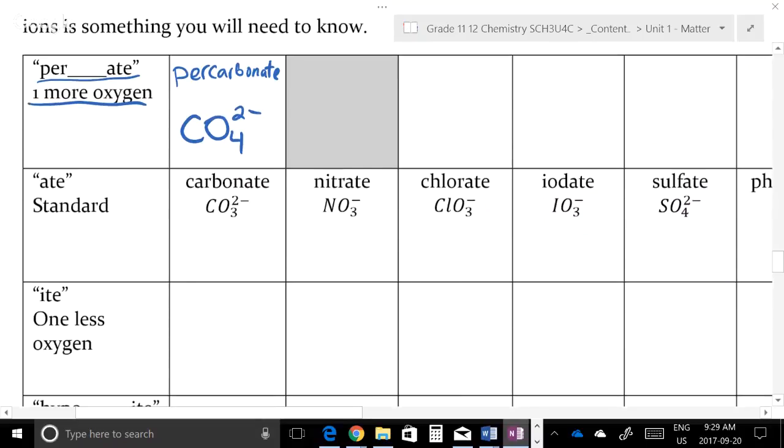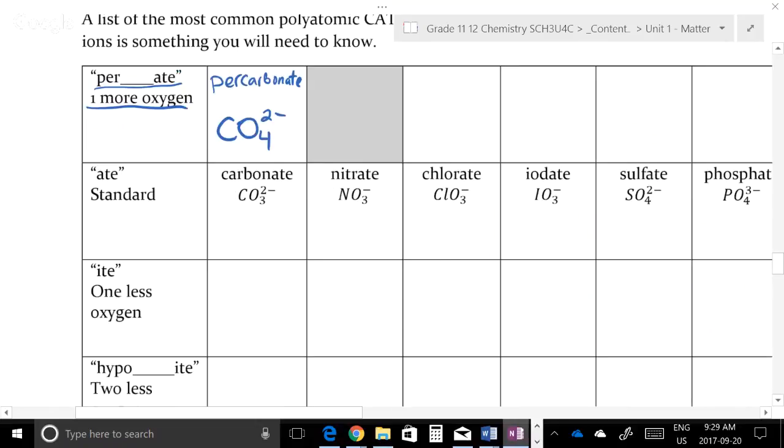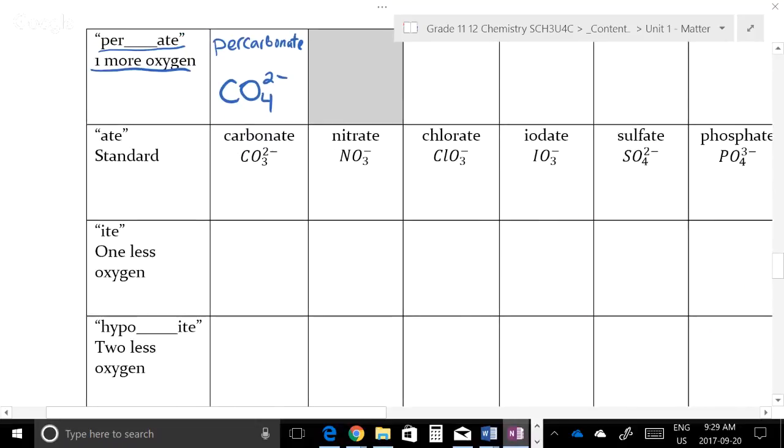You can also get a version of this with one less oxygen. What would it be? Not CO3 2-, but CO2 2-. And it now gets a different name. We name these always carbonate. Good.